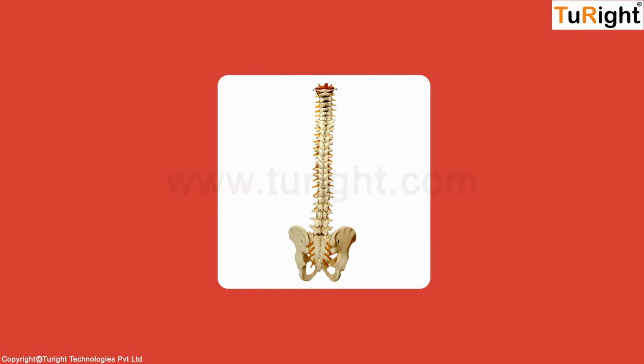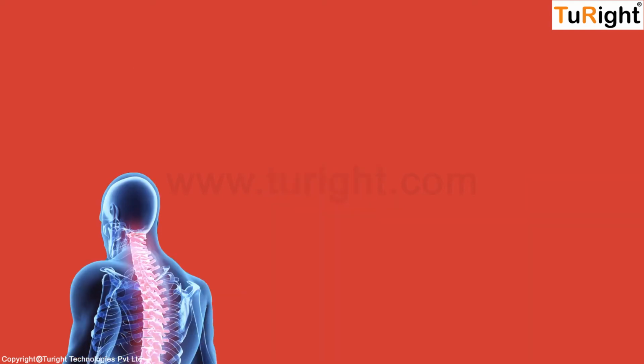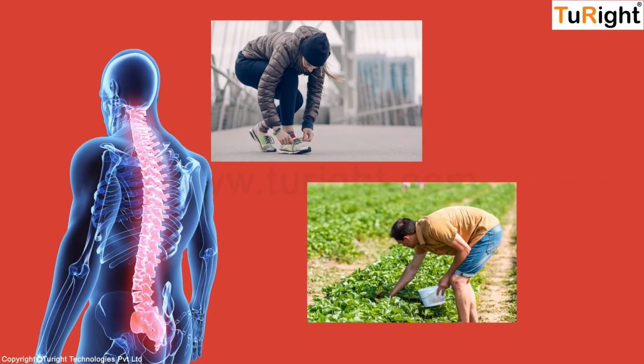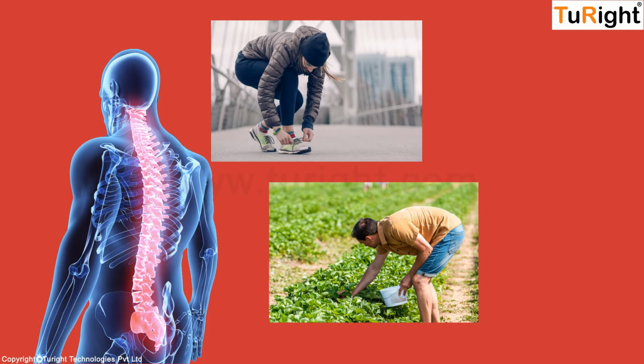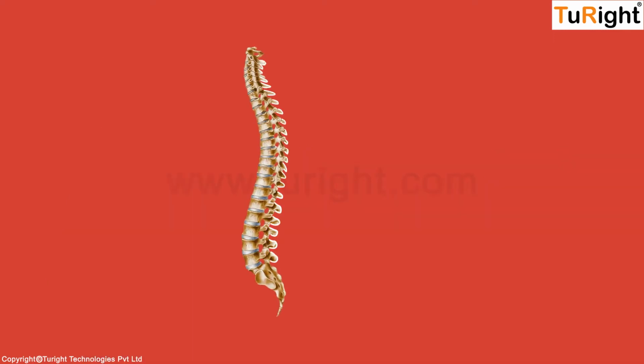The next part of the skeleton is the backbone. It is also known as the spine. The spine helps you bend down to pick up things or to tie your shoelaces. It runs from the back of the skull to the lower back of the body. The spine is made up of 33 small bones called vertebrae. These small bones are joined to each other. It is this bone to which the rib cage is attached.